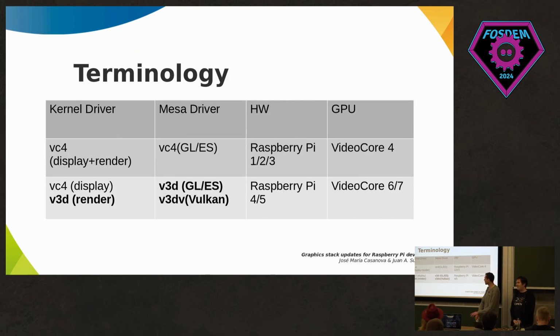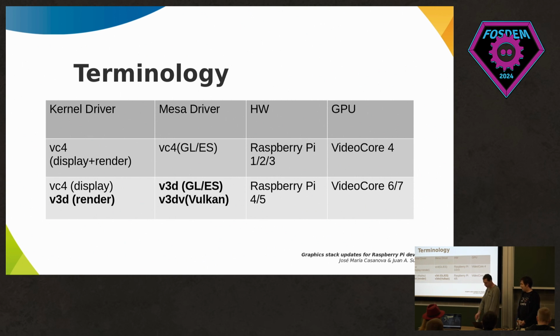This is for people that are not used to the terminology with Mesa. We have five Raspberry Pi devices. Well, there are more, but they are variations of those devices. The Raspberry Pi 1, 2, and 3 use the GPU from Broadcom called VideoCore 4, and the name of the Mesa driver is VC4. Then Raspberry Pi 4 and 5 use VideoCore 6 and 7, and the name of the driver changes: V3D for OpenGL-ES. In this case, there is also support for the Vulkan driver, which is called V3DV.